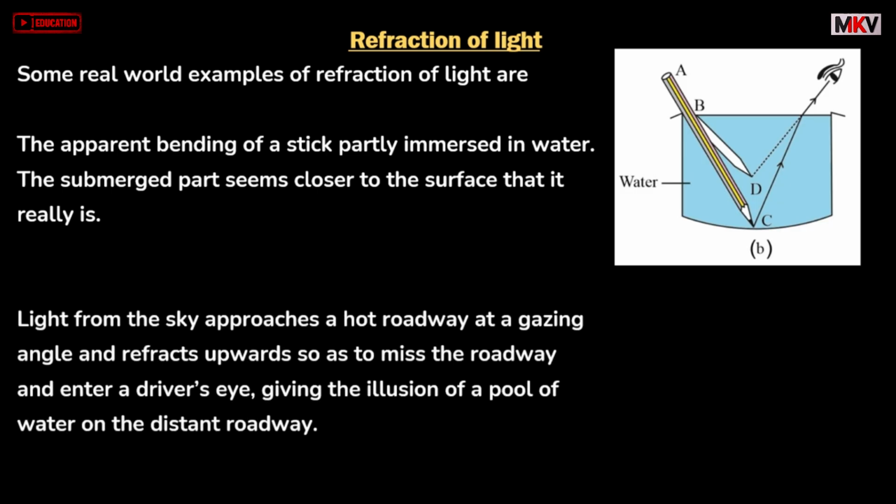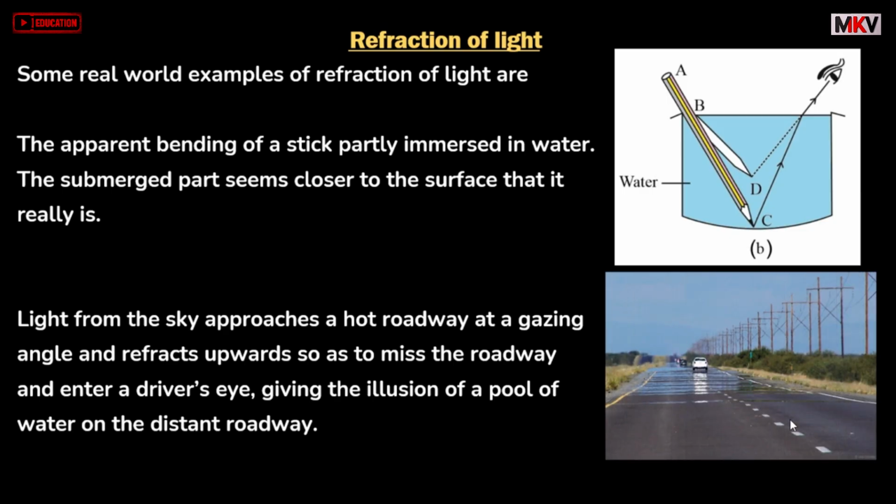Also, light from the sky approaches hot roadways at a grazing angle and refracts upwards so as to miss the roadway and enter a driver's eye, giving the illusion of a pool of water on a distant roadway. This example is what we know as a mirage. At a distant hot roadway, you can see what looks like a pool of water in the middle of the road, but it is actually an illusion due to refraction of light, which refracts the rays hitting the road into the driver's eye.